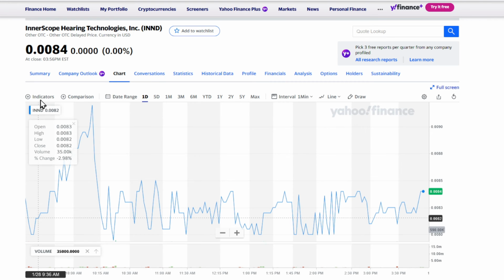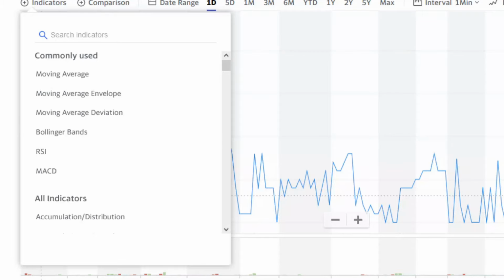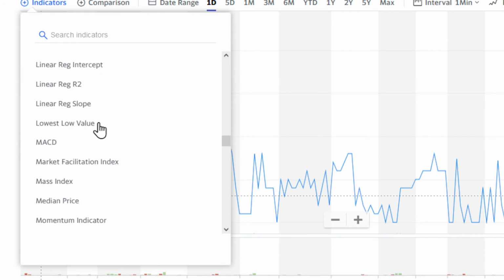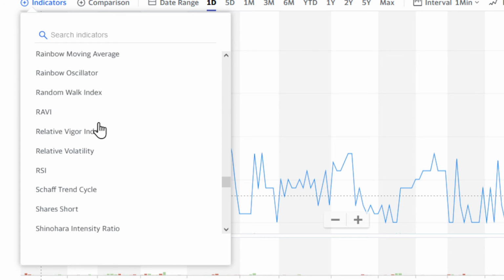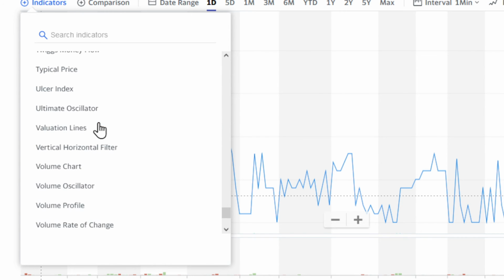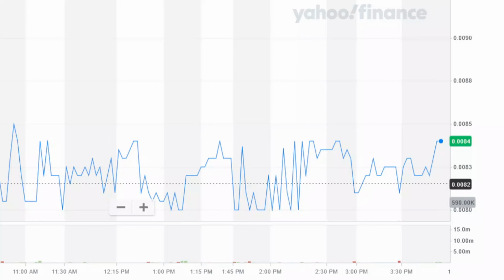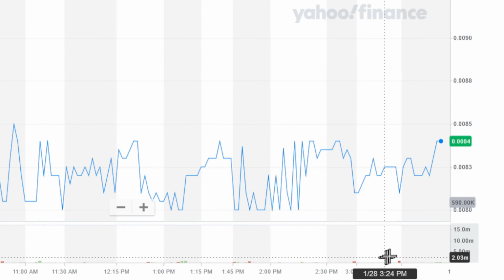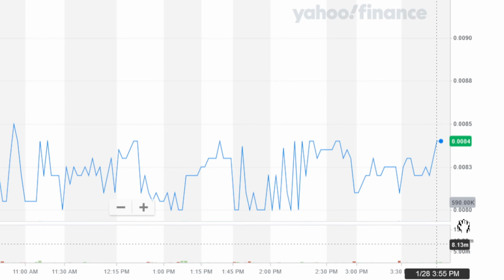Now you go up here to indicators, scroll until you get to volume chart. And that is right here. And you check that, or you click on that, and you get the volume chart. Now, once you get the volume chart down here, don't be fooled by those small spikes necessarily, especially if you're comparing one stock to another, because these numbers here change.